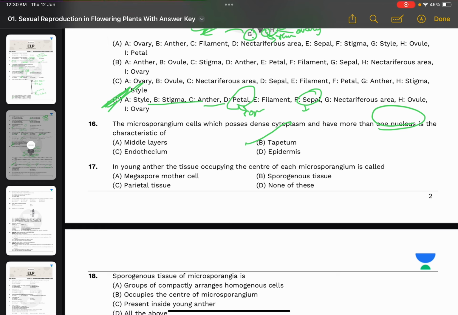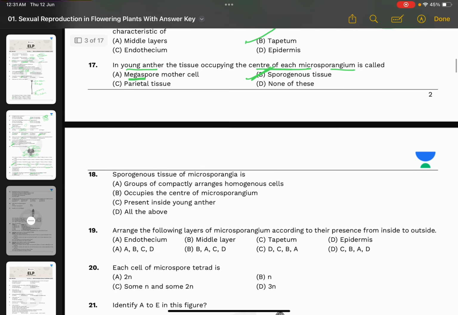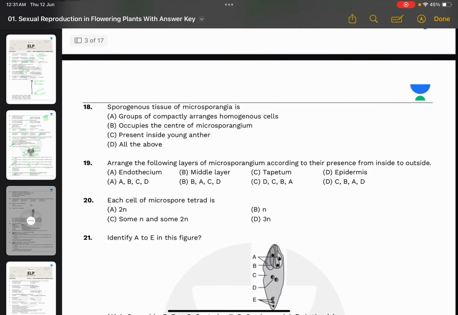In younger anther, the tissue occupying the center of each microsporangium is called sporogenous tissue, but that in the mature one is called a microspore mother cell. Here it is megaspore. So be careful, bro. These questions are just made to make you incorrect.